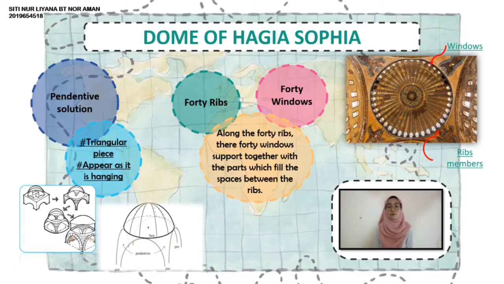The dome consists of 40 ribs along with 40 windows in between. It is not to give too much burden for the dome. The lateral truss of the rib countered with the pillars outside, and the windows form a perfect support to lighten the dome.